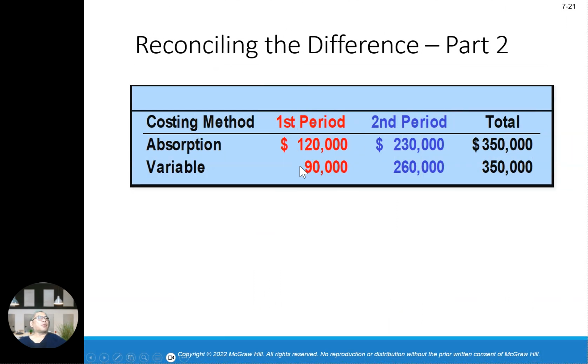So in terms of the first period, using the costing methods, absorption is 120, second is 230, we get total 350. Variable with 90,000, second period 260, total 350. It will reconcile the difference, just a matter of where you allocate your manufacturing overhead cost, but eventually it will be the same. Okay, that's the difference.